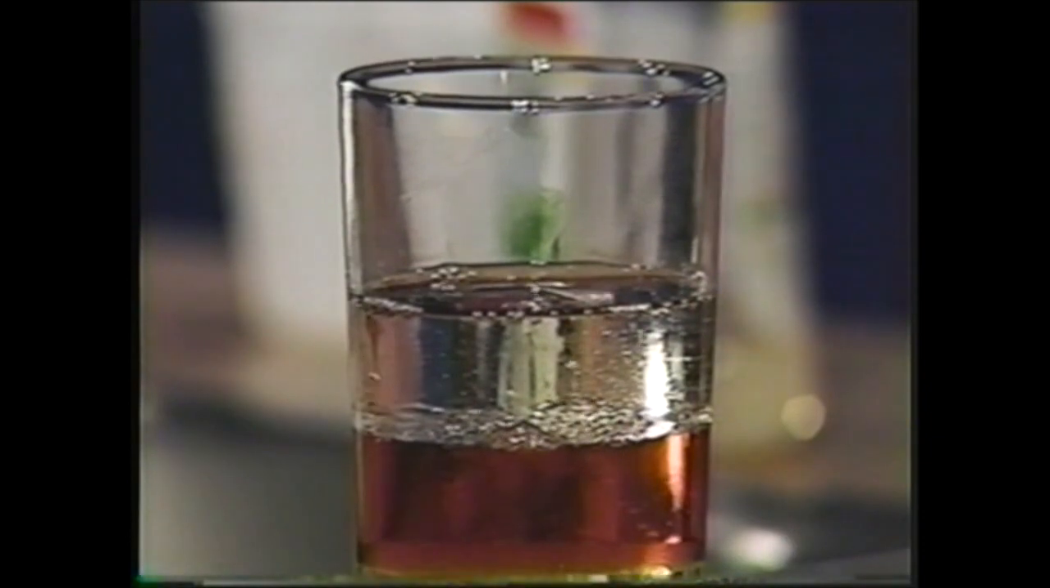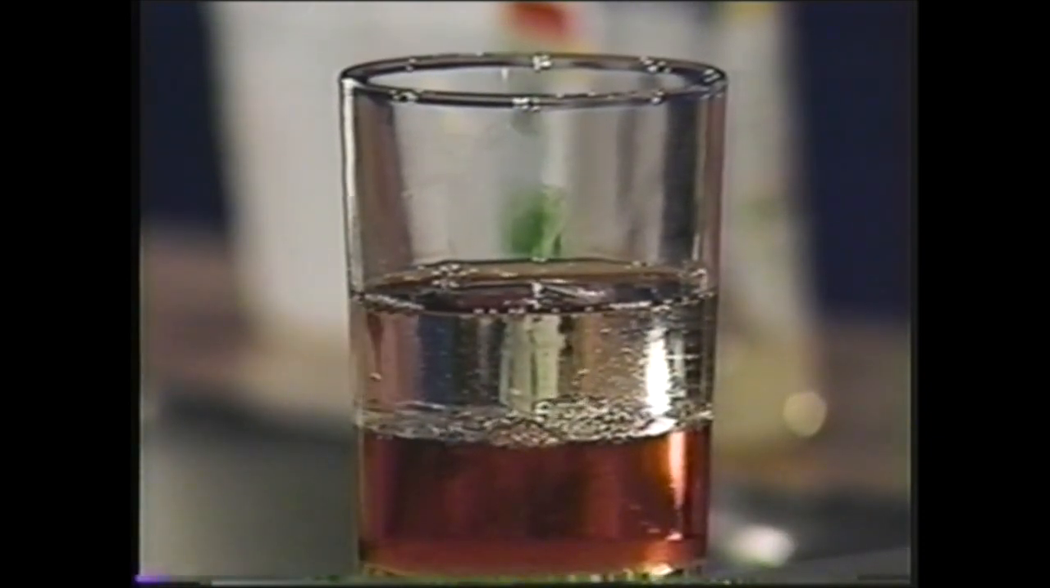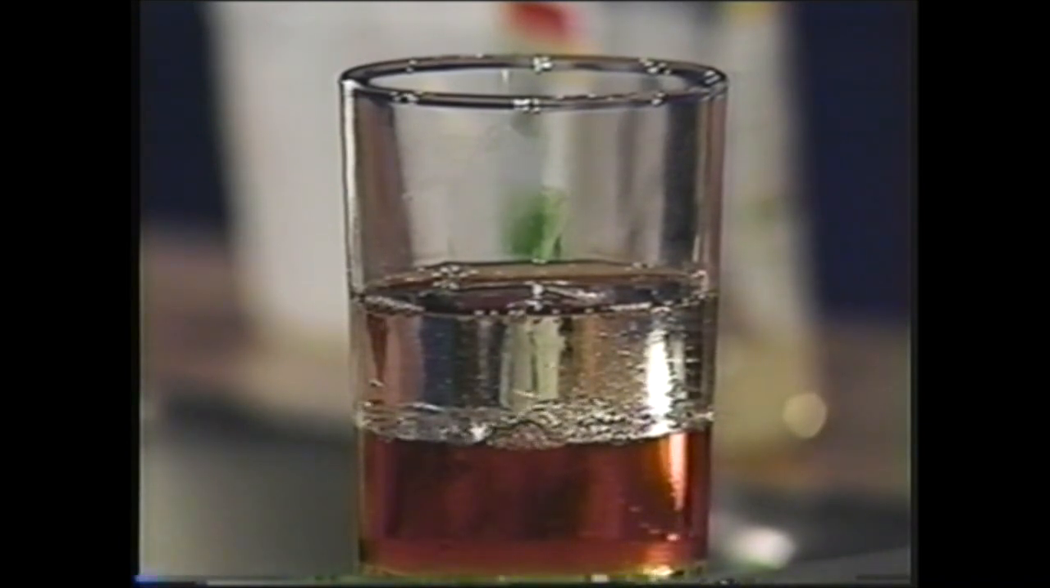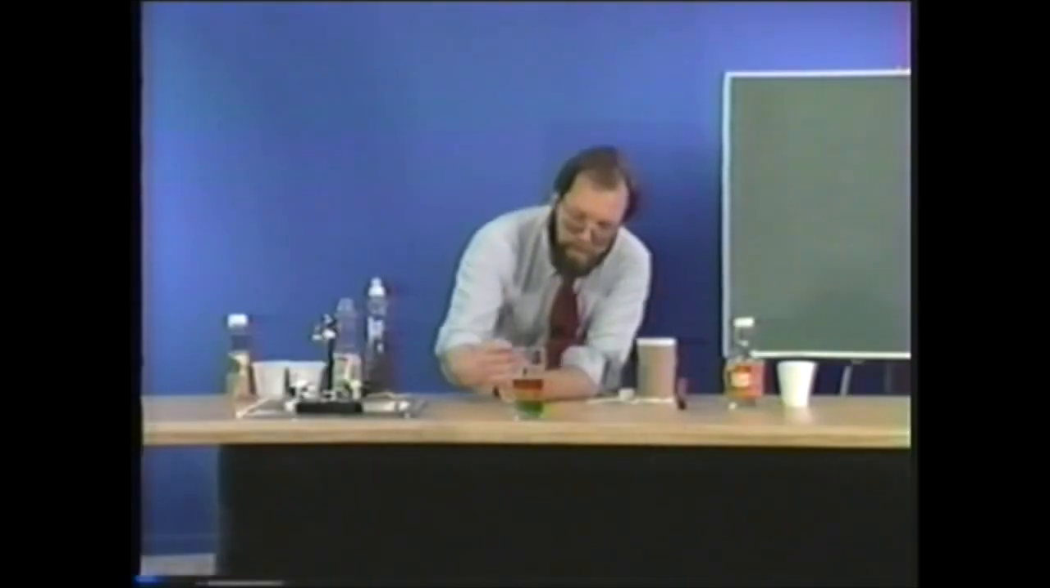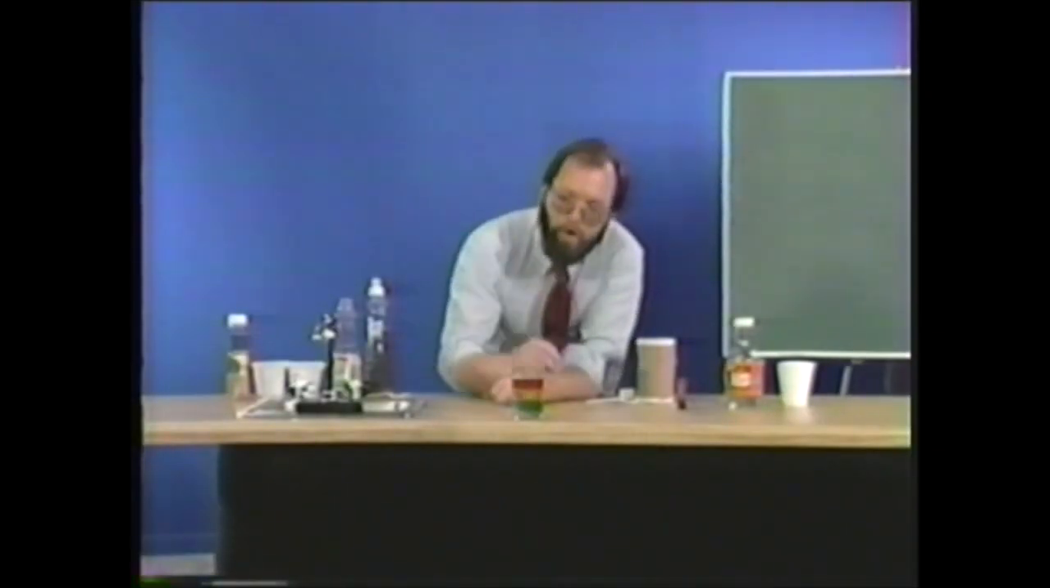What does this observation tell us? It tells us that the density of wood is less than the density of oil. Let's take another solid object, and let's take a paper clip, and let's drop our paper clip in the glass, and let's see where it ends up.